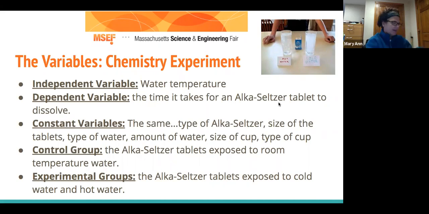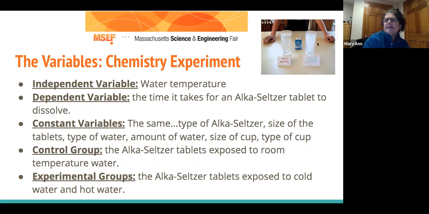So I don't have Alka-Seltzer, but I do have effervescent tablets here. And I don't know if you can see me. Here's a nice little picture up here, hot water versus cold water, but we will talk about that as well when we talk about the control group.